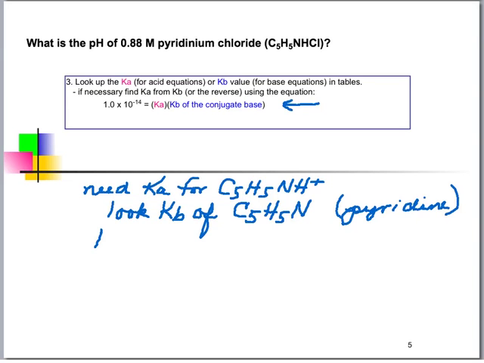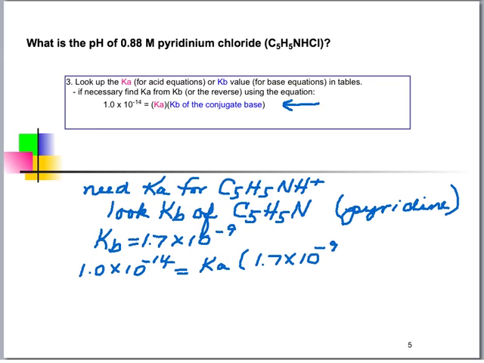When you look that up, the Kb is 1.7 times 10 to the minus 9th. If the Kb is 1.7 times 10 to the minus 9th, you can calculate the Ka. The Ka comes out to be, I'll keep an extra significant figure here, 5.88 times 10 to the minus 6th. This is actually a 2 sig fig number, but I'll just keep an extra one for now.